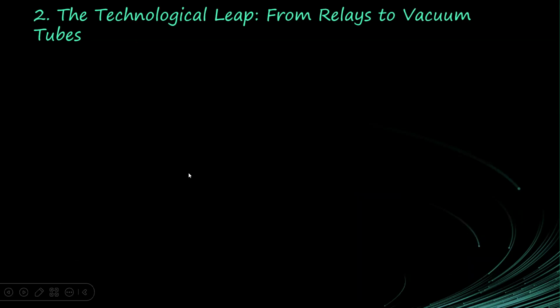Now let's take a look at the technological leap from relays to vacuum tubes. Remember, from mechanical computers, we got to electromechanical computers. Electromechanical computers were using both mechanical components and electrical relays, so that made them electromechanical. But now we are looking at the move from electrical relays to vacuum tubes. Vacuum tubes are switches, so they were used to build purely electronic devices.